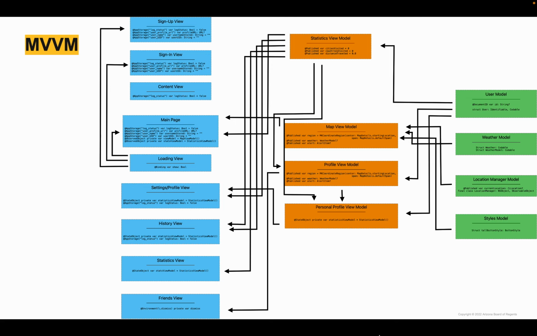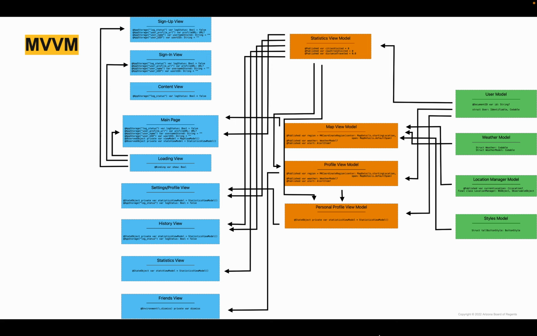So in our views, we have those main pages that we've seen. We have that main page at the beginning, which branches off. We have our map view on that main page. Then we have those 4 separate pages, which allow you to go into your history, settings, statistics, and lastly, friends.